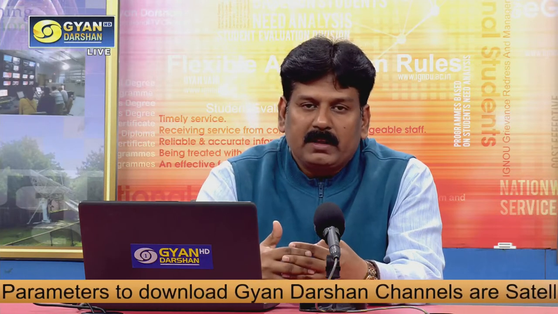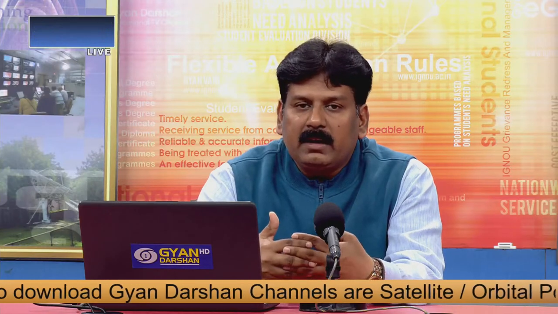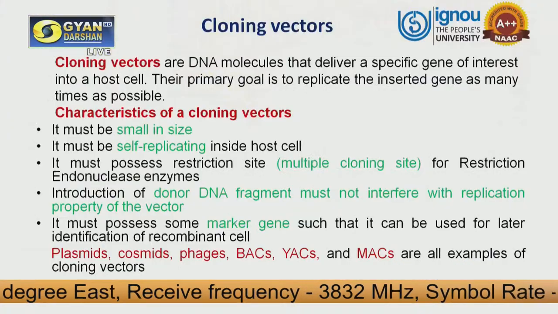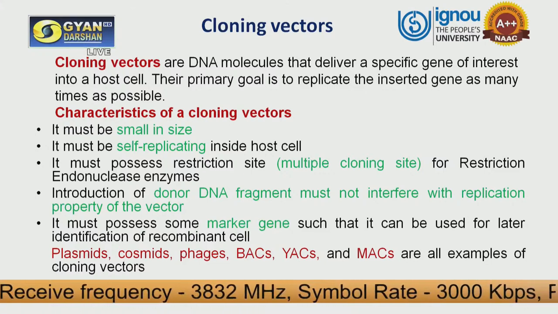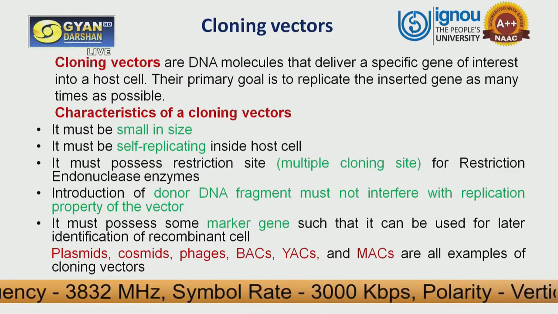Moreover, the vector should also be such that after cloning a gene of interest, it should not interfere with the properties of the vector or its replication. Apart from this, you also need to have a marker gene in a vector.